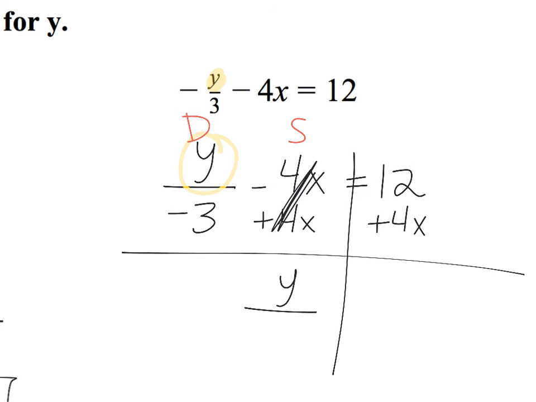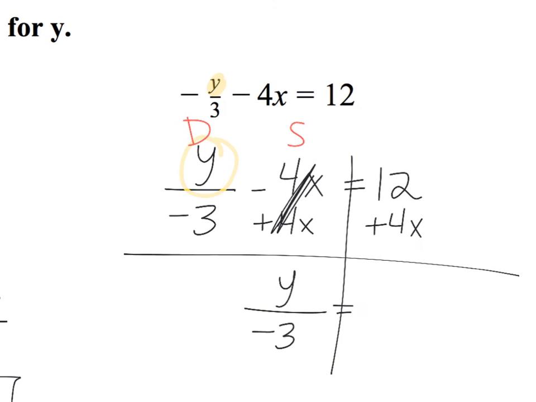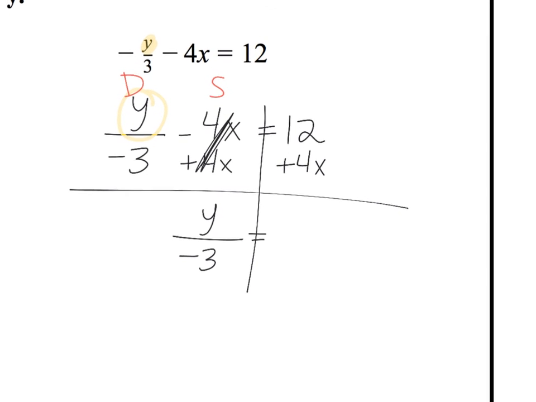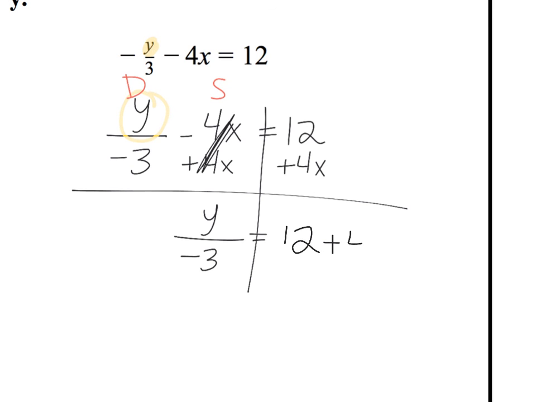So remaining we have y divided by negative 3 is equal to our 12 and 4x. Like terms? No, please do not make me sad and write 16x. It is 12 plus 4x. And class, how do I undo division? Multiplication. So we're going to multiply by negative 3 on both sides. Now, you're going to have to multiply everything by negative 3. So this is distribution over here. So you have to distribute the negative 3 to the 12 and the 4x.